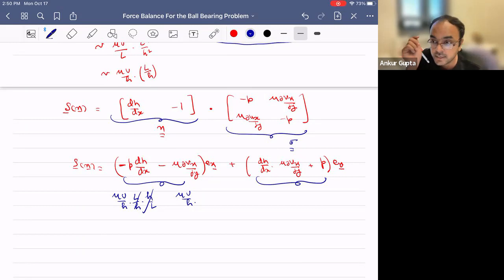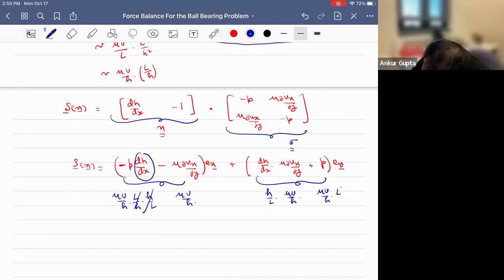And this is where I want to emphasize, as I had mentioned in the class also, that the pressure does not only contribute to the normal force. Because of the dH by dx, pressure is also contributing to the parallel force. It's very interesting that pressure actually also ends up impacting the x direction force. Now, let's go to the normal side. We have h by L and mu u by h, and then pressure is mu u by h times L by h.